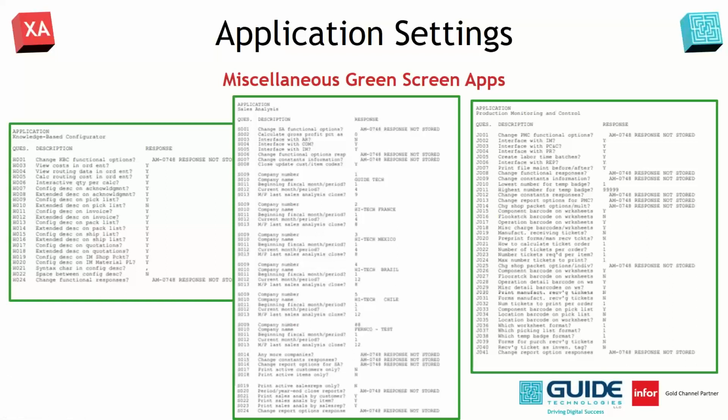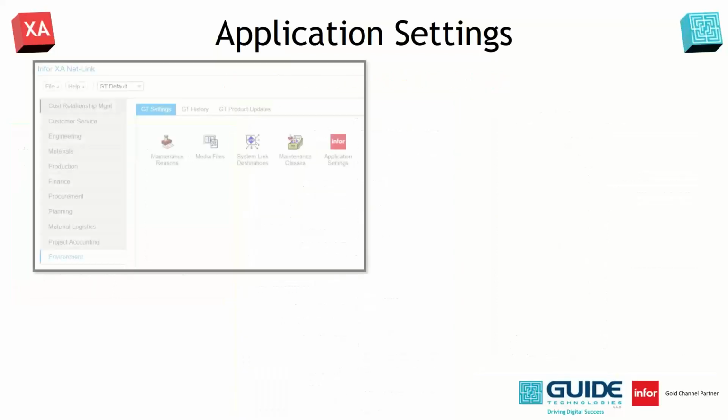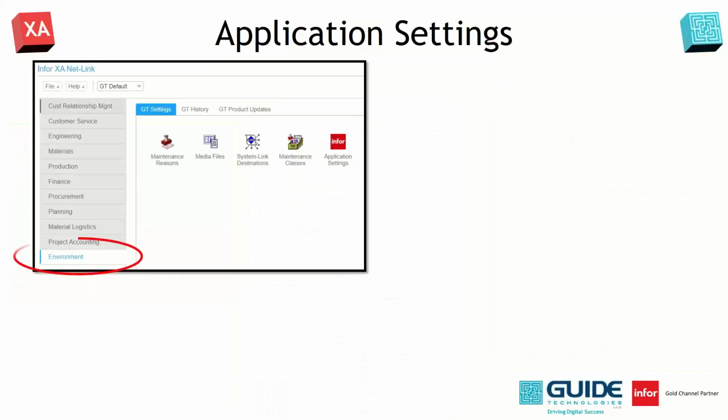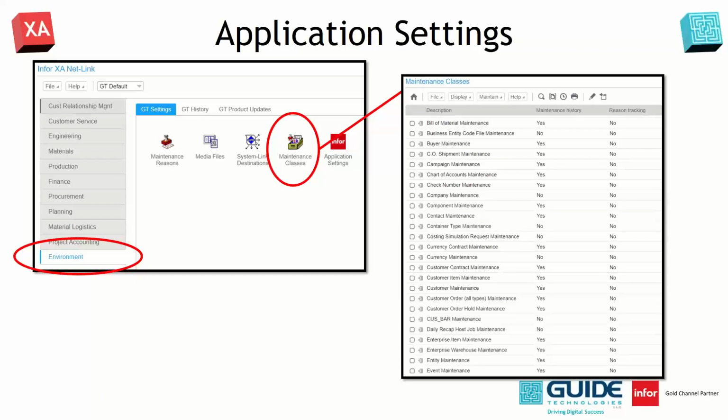So we've just walked through all the applications that have questionnaires or control files. Something else I want to point out, because this comes to me all the time as a question. Still in the environment, there's something called maintenance classes. Now, maintenance classes goes into a list of every single object in XA.